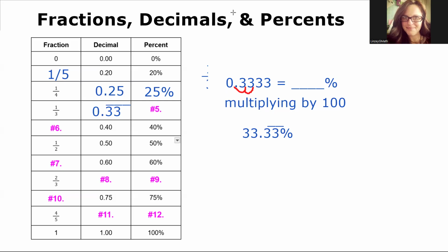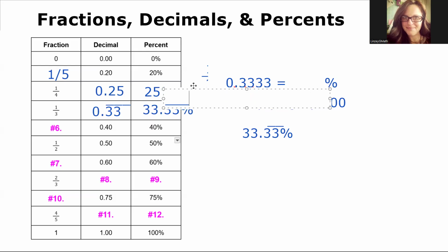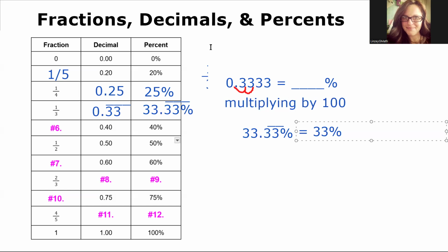And that was number 5. 1/3 as a percent, 33.33%. Sometimes they round, mathematicians will round to 33%, depending on the textbook.